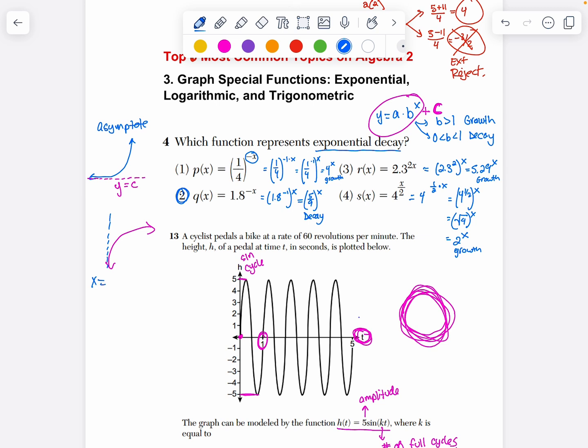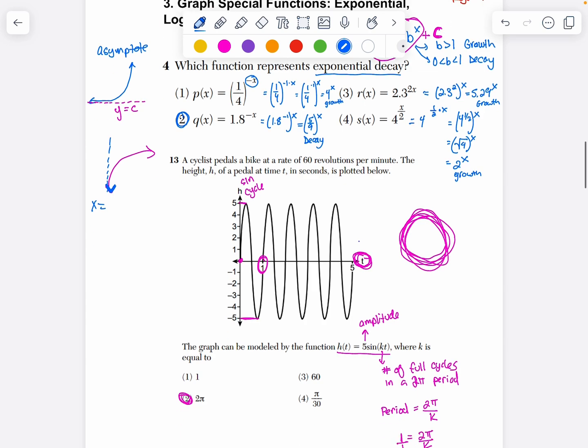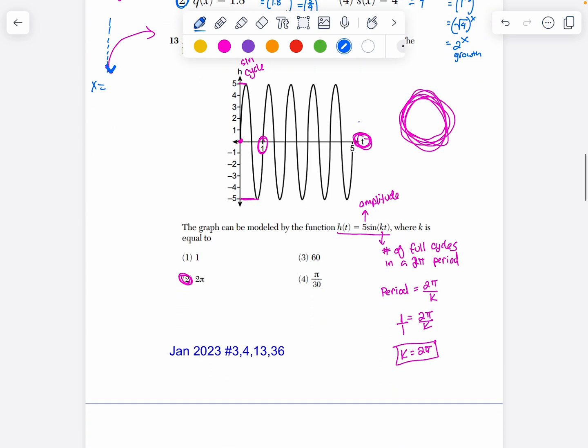Remember with log functions also to draw the tail at the end. Your calculator makes it a hard stop because it has a hard time graphing along that vertical asymptote, so make sure you're keeping that in mind. Now, some other problems on this Regents that you should look at for January 2023 are numbers 3, 4, 13, and 36. So make sure you use some of these skills to solve those questions.